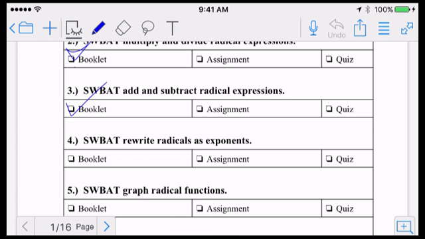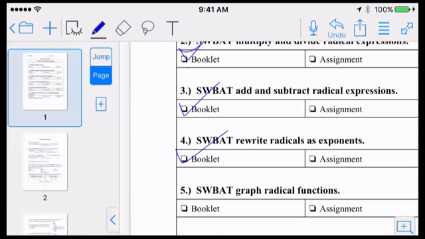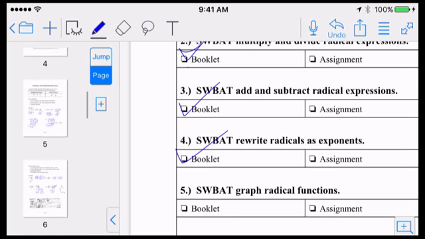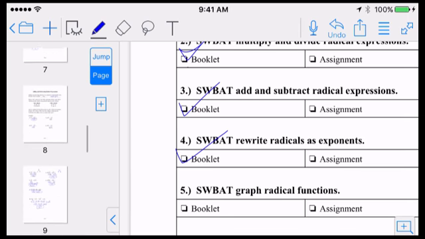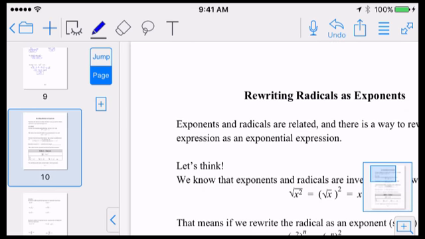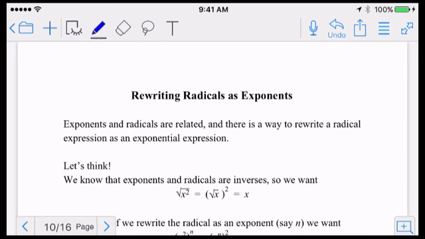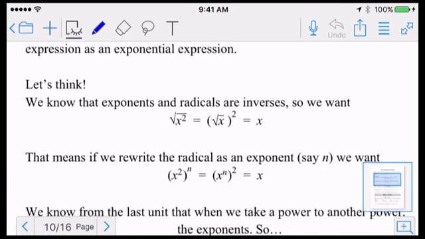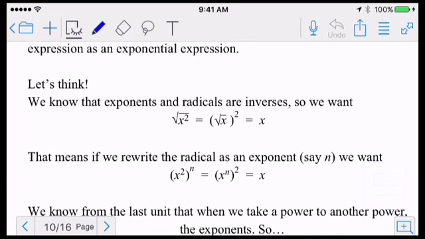But anyway, today we are rewriting radicals as exponents. Exponents and radicals are definitely related. They're inverses of each other. So what we can do is rewrite a radical as an exponent. But before we just know how exactly to do it, let's think about it a little bit. We know that we want them to be inverses, like we just talked about.